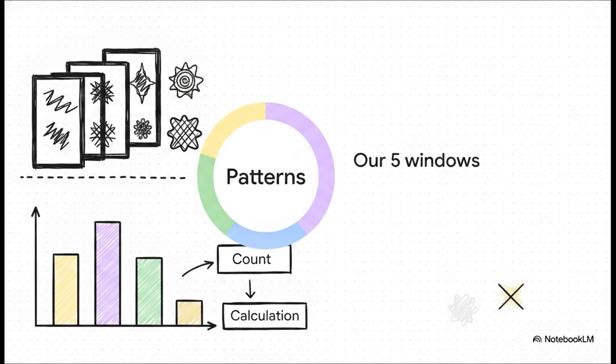Across those 5 sliding windows we made, we only actually found 4 out of the 6 possible distinct patterns. Some ascending or descending shapes showed up a couple of times, and some didn't appear at all. This is the count step of our pipeline. It gives us the raw relative frequencies we need to power the actual complexity calculation.